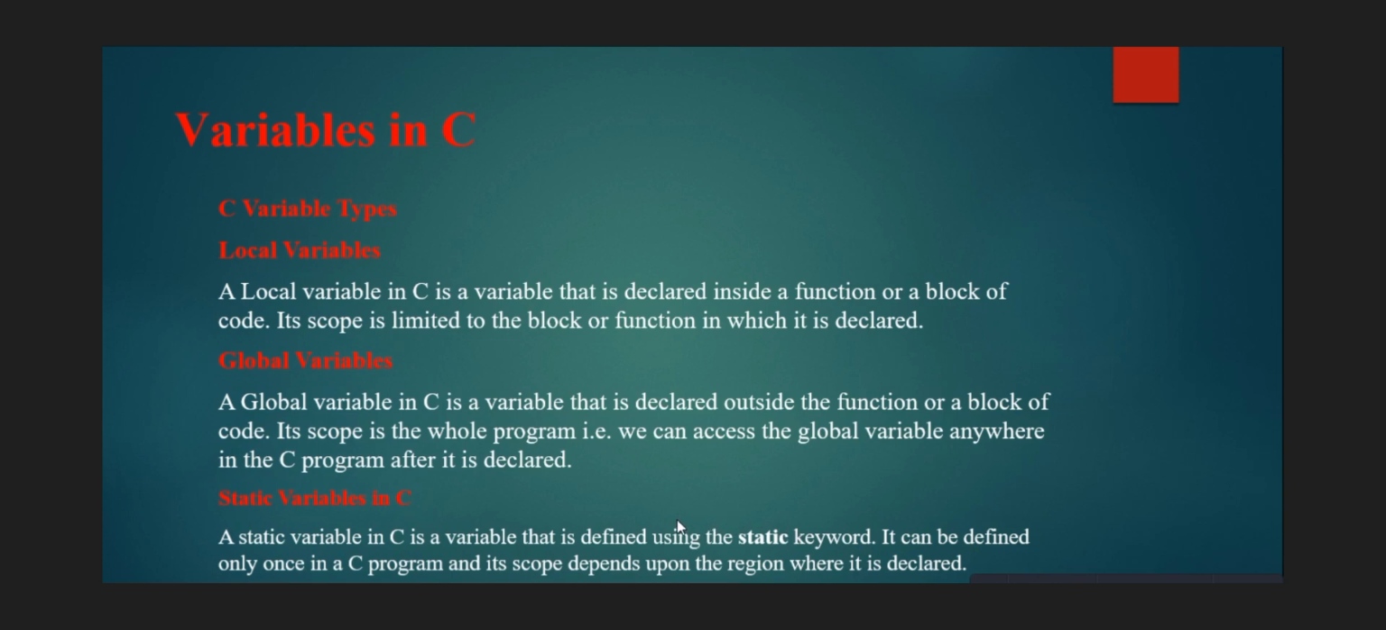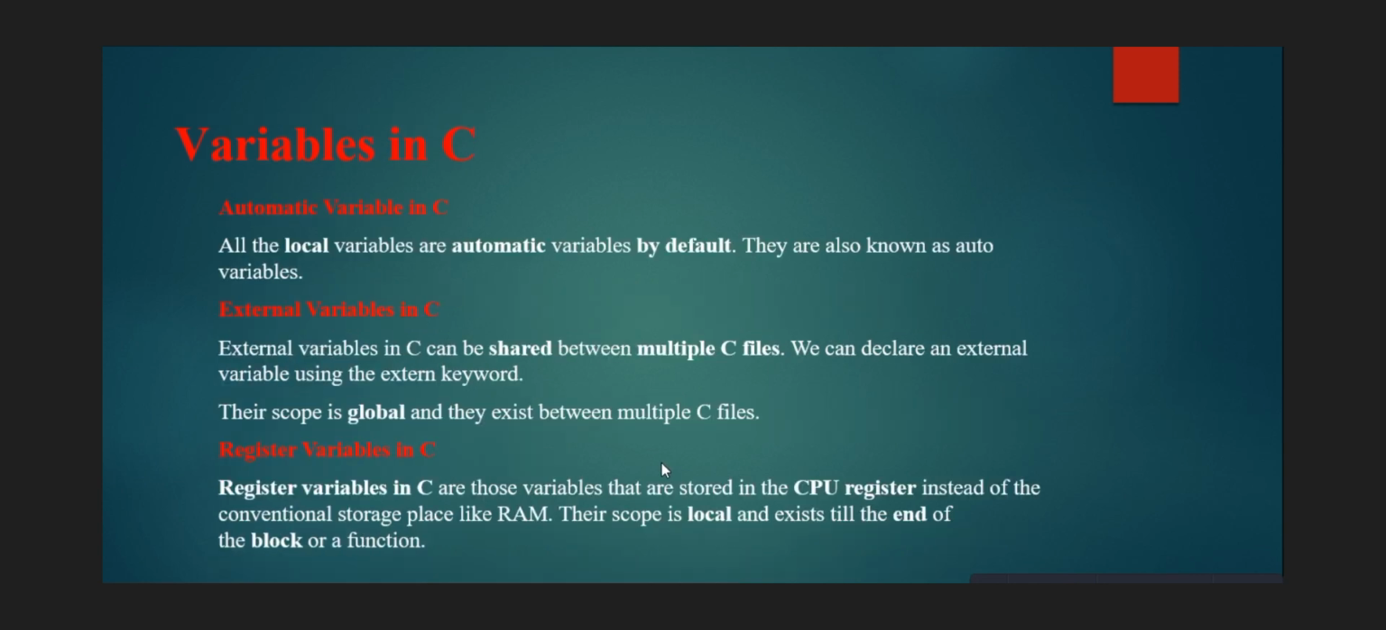Next, static variables in C. What is a static variable? A static variable in C is a variable that is defined using the static keyword. It can be defined only once in a C program and its scope depends upon the region where it is declared. Next, automatic variables in C. All the local variables are automatic variables by default. They are also known as auto variables.